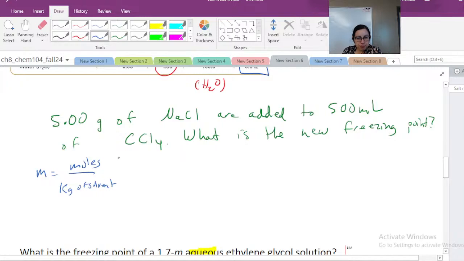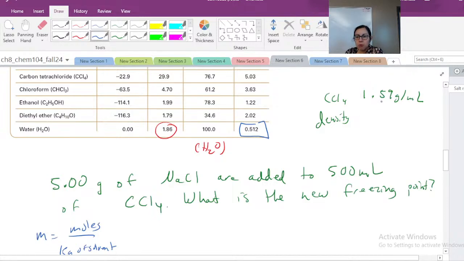So now we have to really figure out two pieces, right? Because we have to get moles of our sodium chloride, so we need to calculate that. And then I was kind of tricky with y'all, right? I didn't give you kilograms of solvent. I gave you milliliters. And then we weren't working with water. So now we have to take into account the density. So let's go through that.